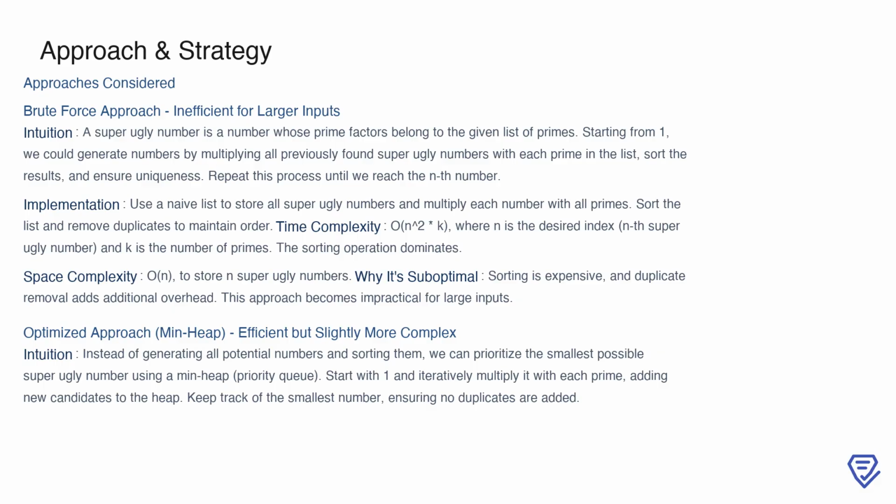When tackling the super ugly number problem, the brute force approach is the most intuitive starting point. The idea is to generate super ugly numbers by repeatedly multiplying previously found ones with each prime in the given list.